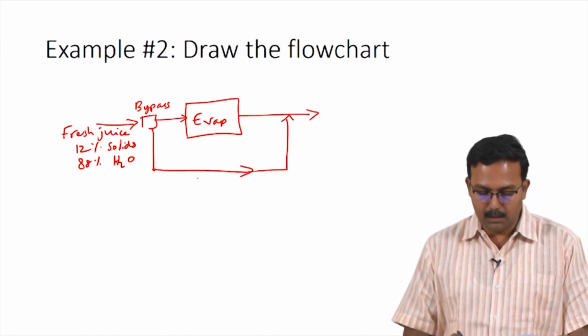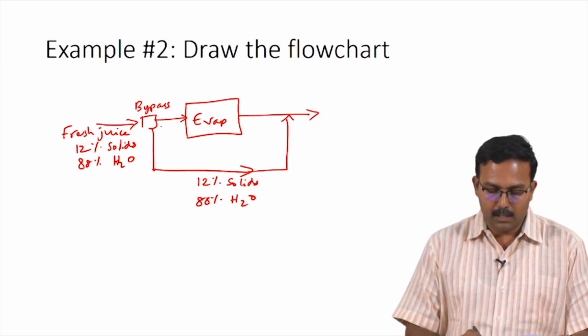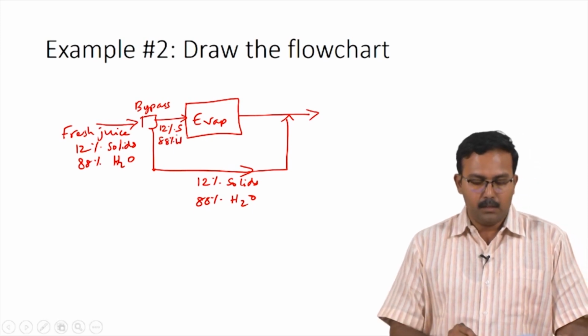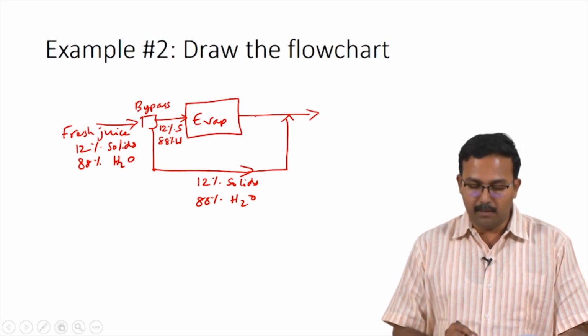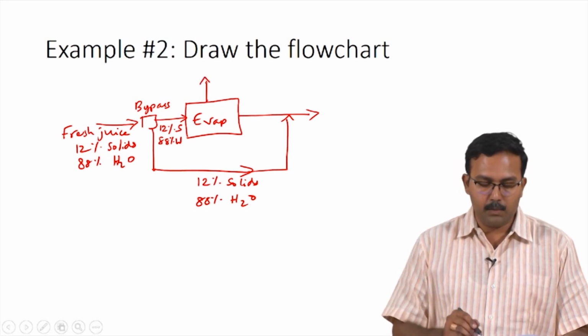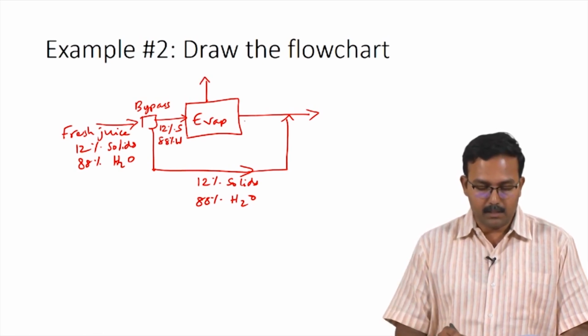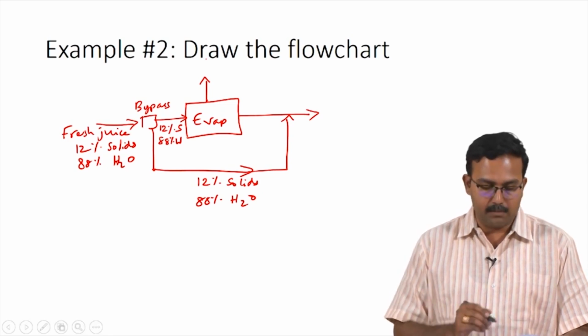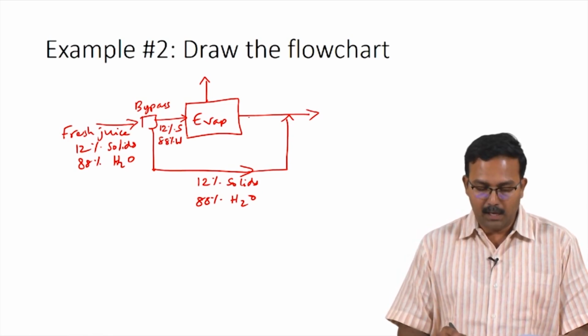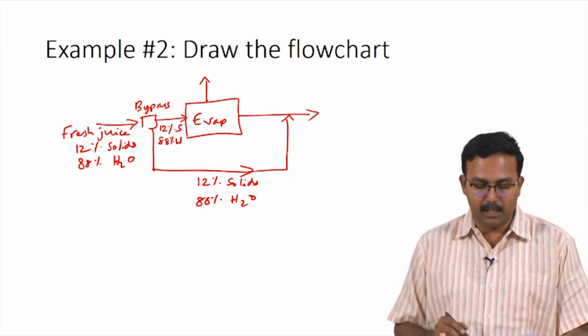Considering this to be a splitter, you would have 12% solids and 88% water in all these streams. This would also be 12% solids and 88% water. So, the evaporator would have one stream which is the concentrated juice leaving, and you would also have water which is being evaporated. So, let us assume that you have water leaving and only water leaving as given in the problem. You also have a concentrated liquid which is leaving the evaporator.